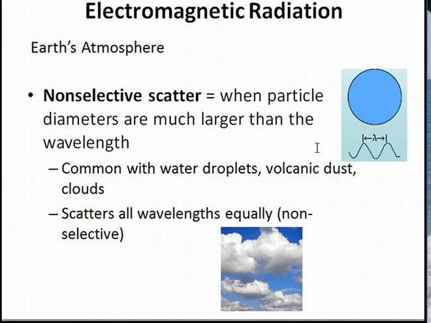And this is particularly common when you don't have water vapor, but water droplets that have condensed in clouds. Larger particles like dust or very heavy smoke will scatter in all wavelengths.